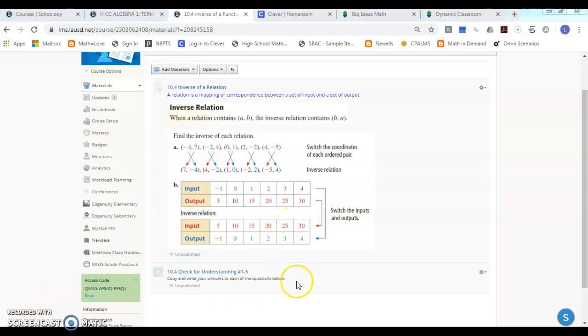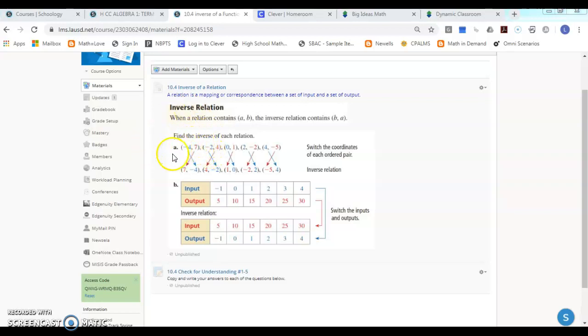In the fall semester, we talked about functions and relations, and we said that a relation is actually a mapping or a pairing between the set of inputs and a set of outputs. So today what we're going to look at is how to find the inverse of a relation. We're going to break it down into two parts.